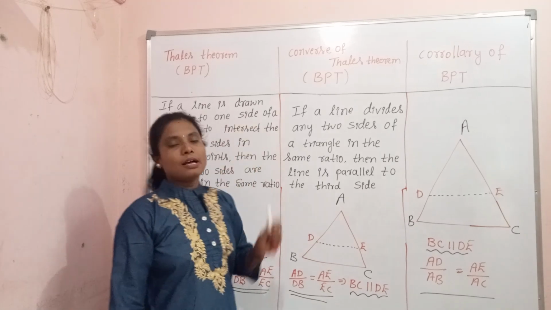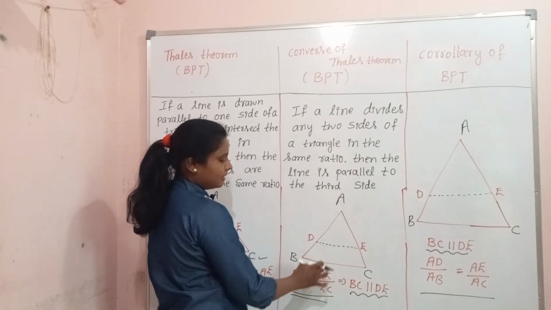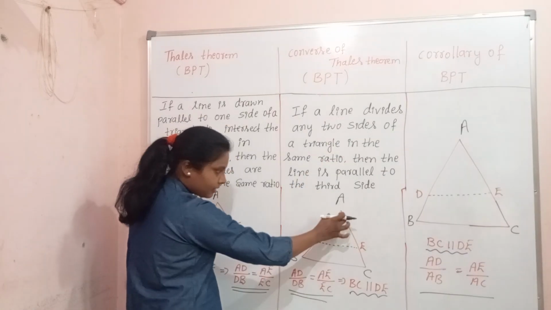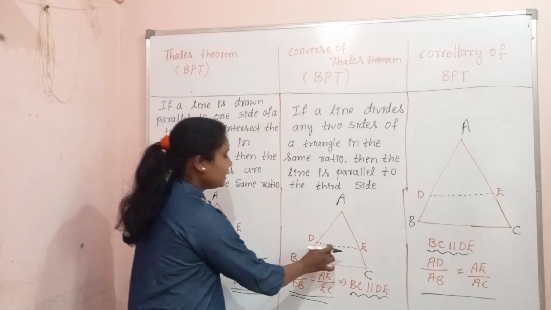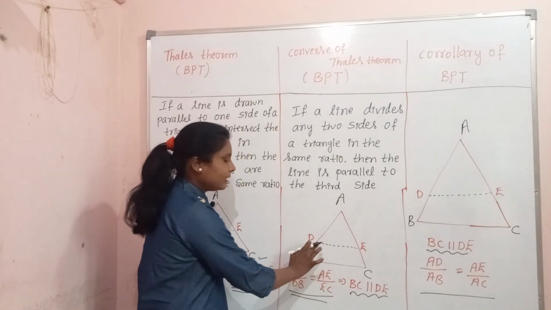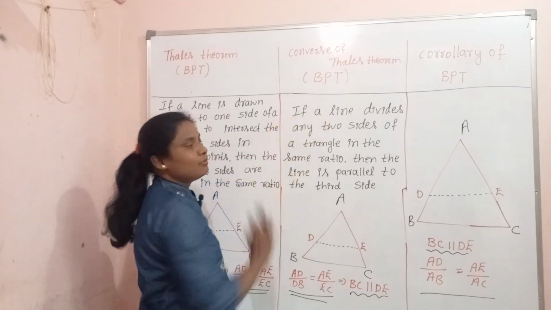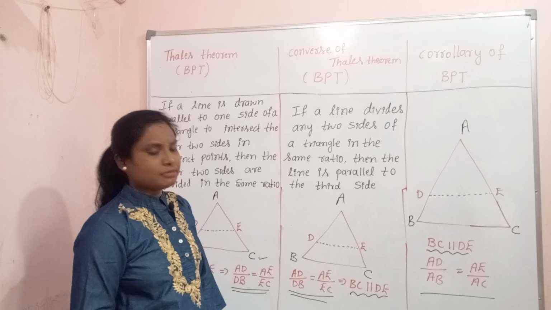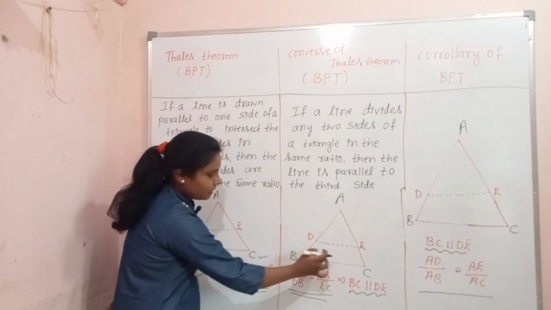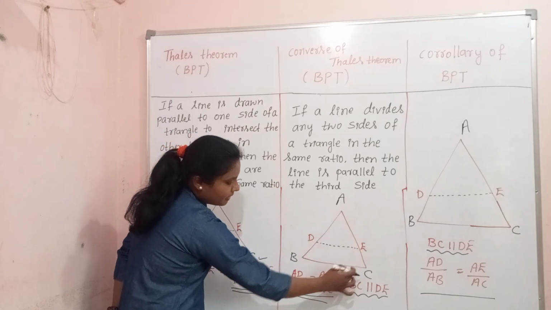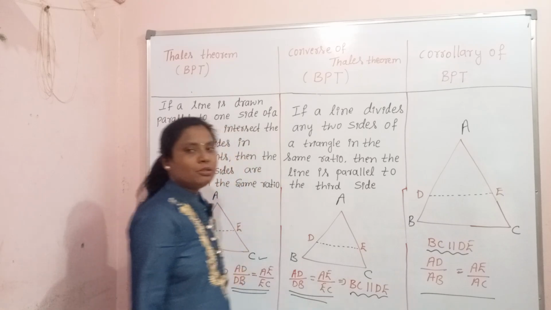Then the converse of Thales theorem, what does it say? If a line divides these two sides in the same ratio, then these two lines are parallel, that is, DE is parallel to BC. That is the concept of the converse of Thales theorem. If AD divided by DB equals AE divided by EC, then BC is parallel to DE.